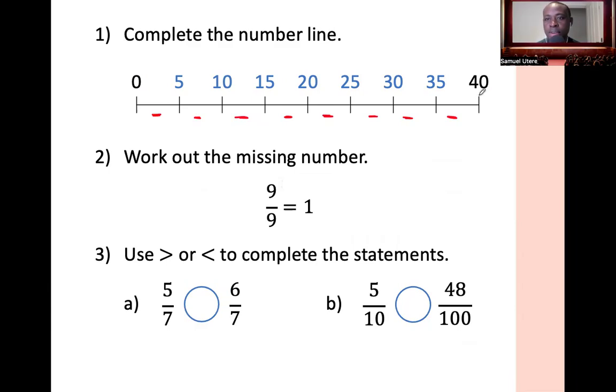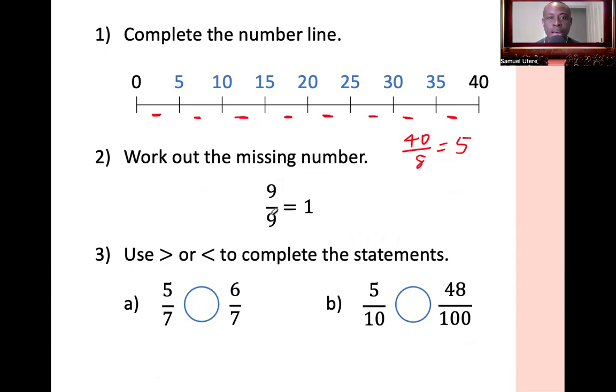In this case, the difference is 40 minus 0, which is 40. And then we divide that number by the number of intervals. So in this case, we have 8 intervals. So if we do 40 divided by 8, our answer will be 5. So it means each interval is worth 5. And that's how we complete our number line. So we write 5, 10, 15, so it goes up in 5.